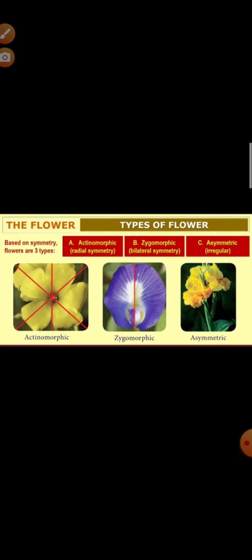Second one, zygomorphic, when it can be cut into two identical halves only along one plane or radius passing through the center. And asymmetrical, when it cannot be cut into two identical halves along any plane, then that type of flower will be known as asymmetrical or asymmetric type of flower.